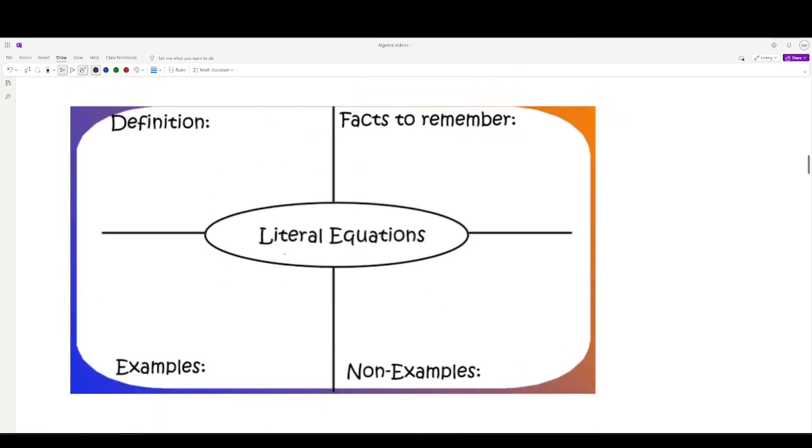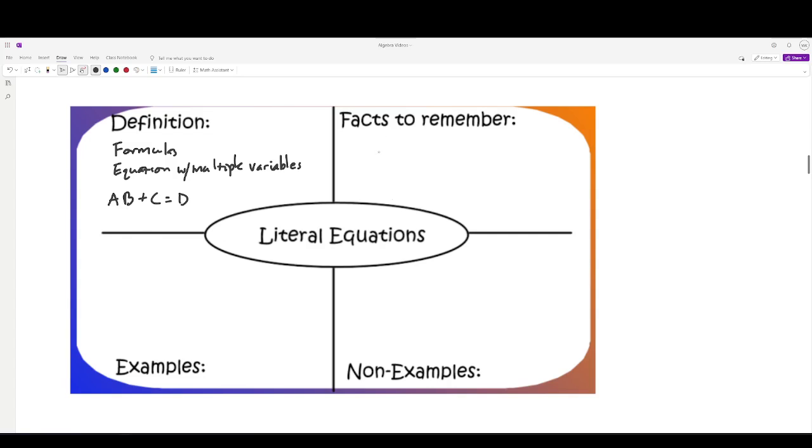All right, literal equations. Literal equations are generally thought of as formulas, but they are really just an equation with multiple variables. Even if it's not a real-life formula that somebody uses in math or engineering or science, that's okay. If I just wrote AB plus C equals D, that's nothing meaningful, but we'd still call it a literal equation because it has multiple variables in it.